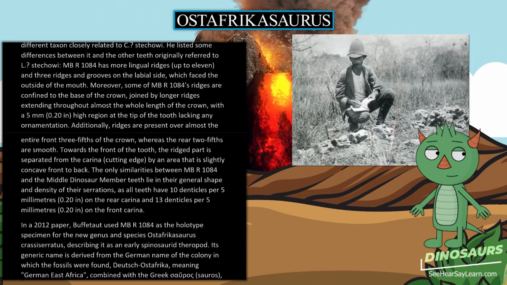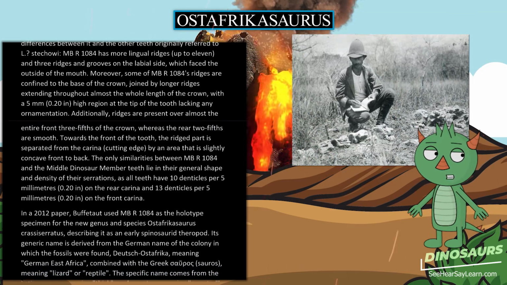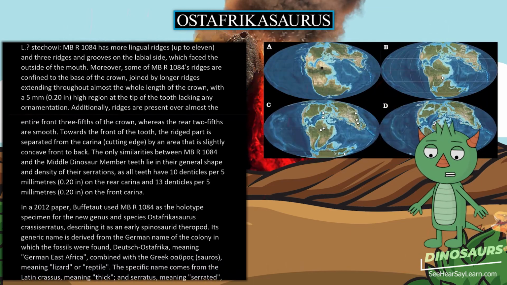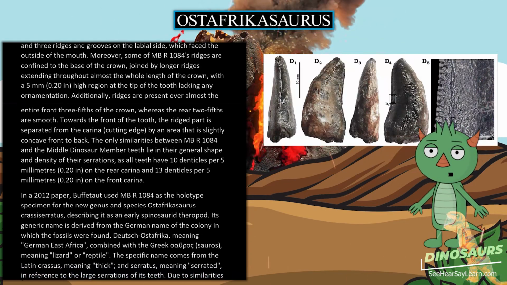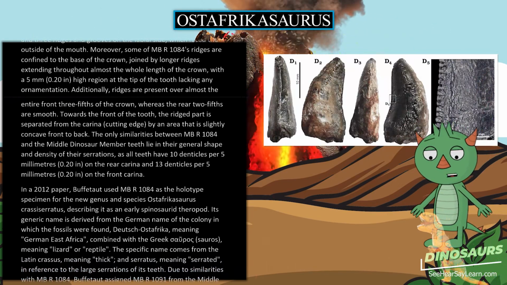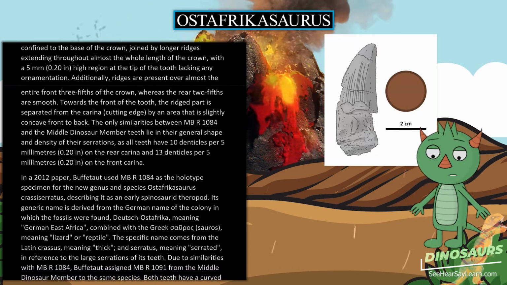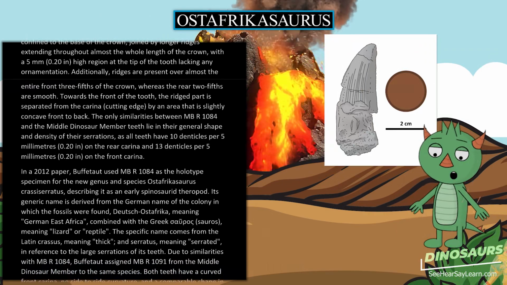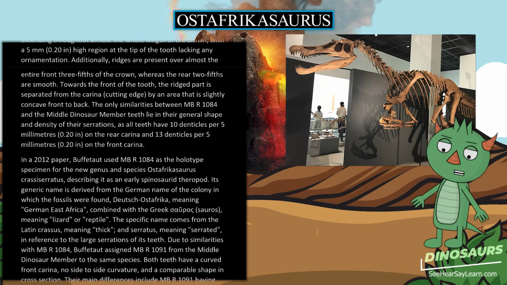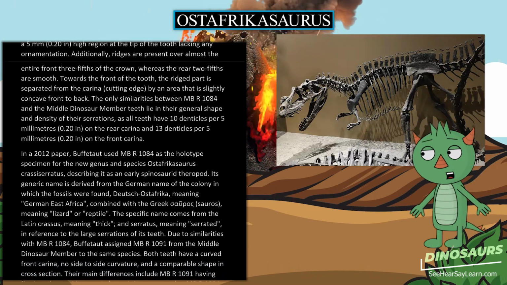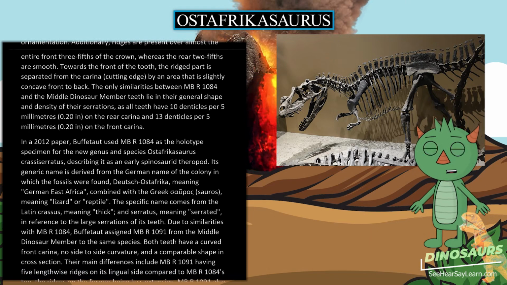The only similarities between MBR 1084 and the middle dinosaur member teeth lie in their general shape and density of their serrations, as all teeth have 10 denticles per 5 mm (0.20 in) on the rear carina and 13 denticles per 5 mm (0.20 in) on the front carina. In a 2012 paper, Buffetaut used MBR 1084 as the holotype specimen for the new genus and species Ostafrikasaurus crassiserratus, describing it as an early spinosaurid theropod.